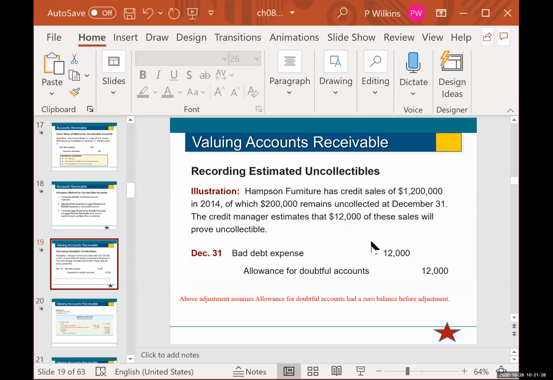Okay, so we already looked at this one here. This one here is showing us that we want it to be $12,000. It doesn't tell us what the balance in the allowance for doubtful accounts is, so we're just going to assume it's zero if they don't tell us. So our entry is going to be actually how much we want the account to be, okay?